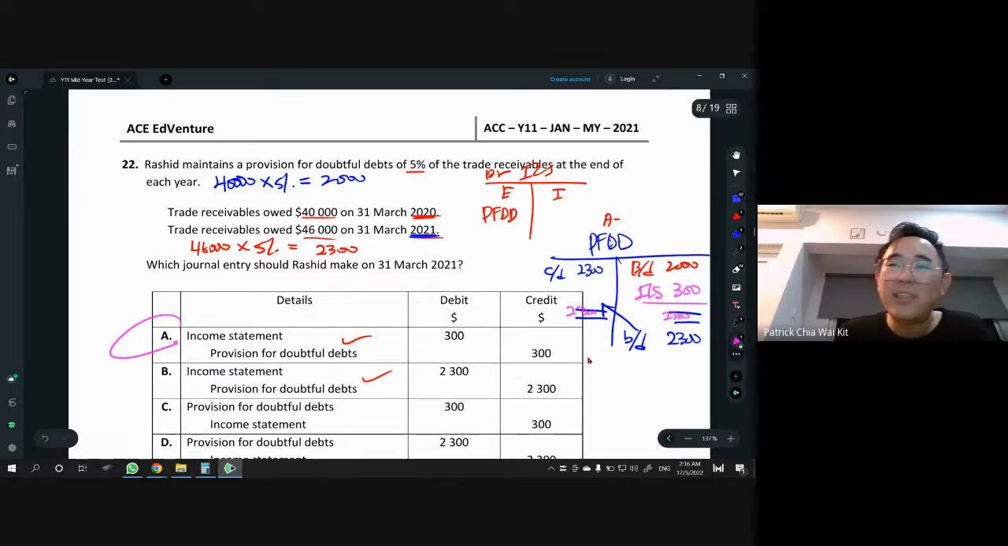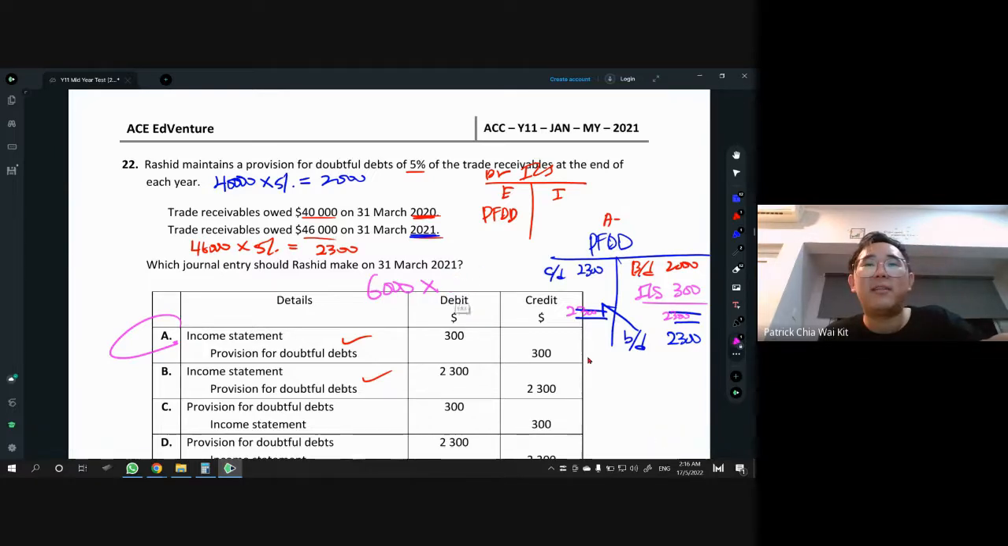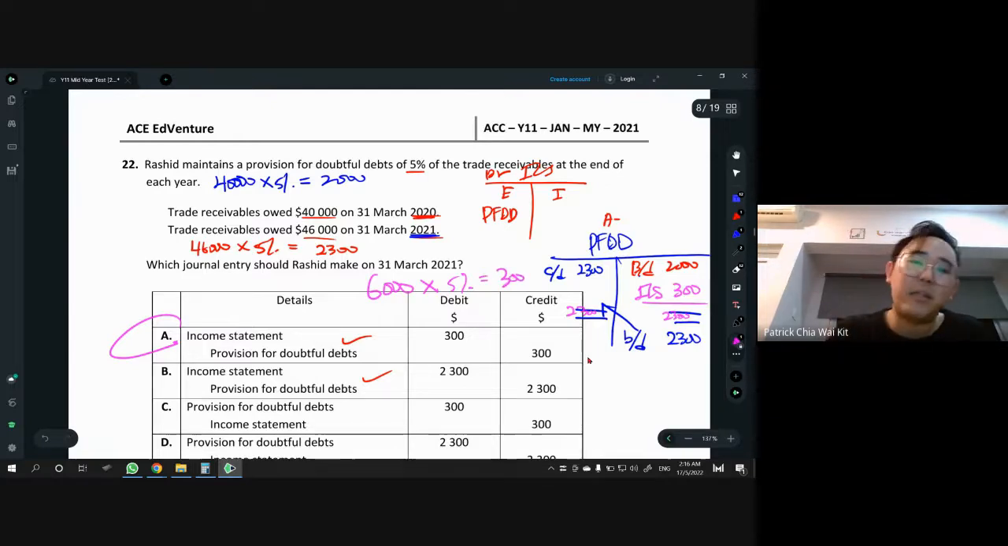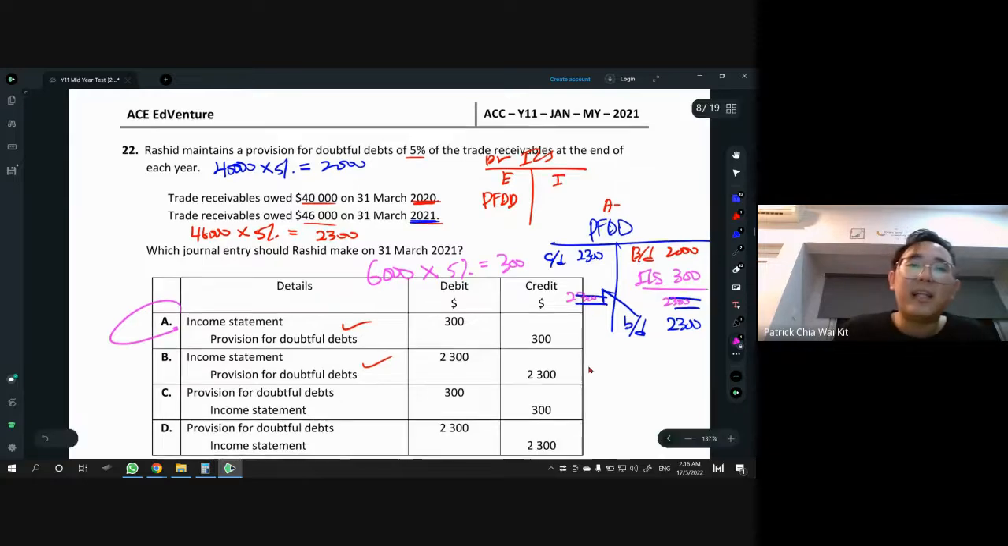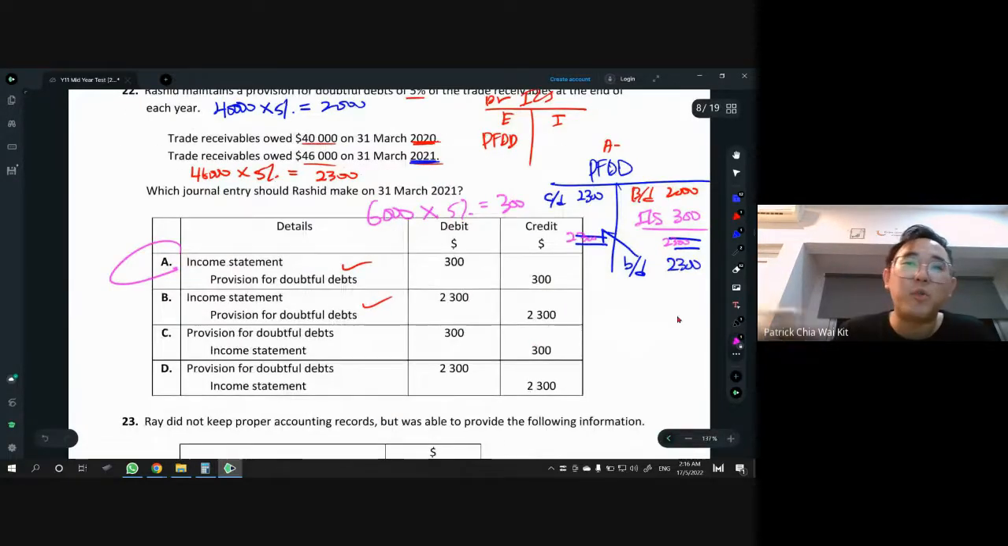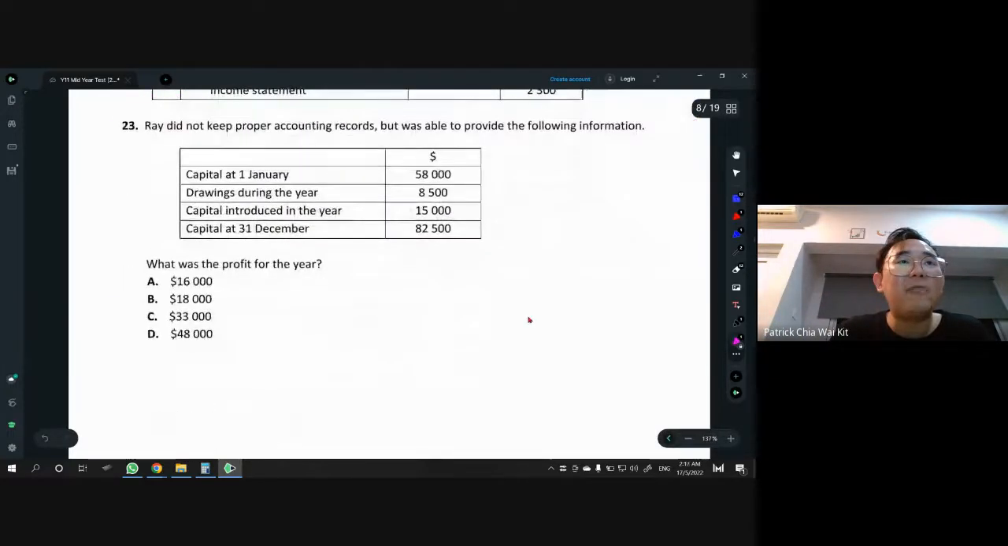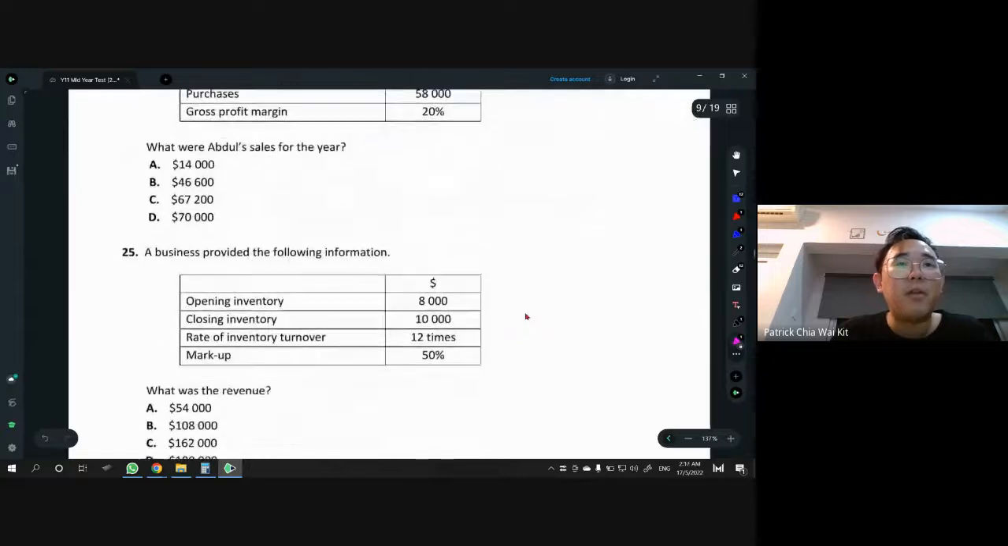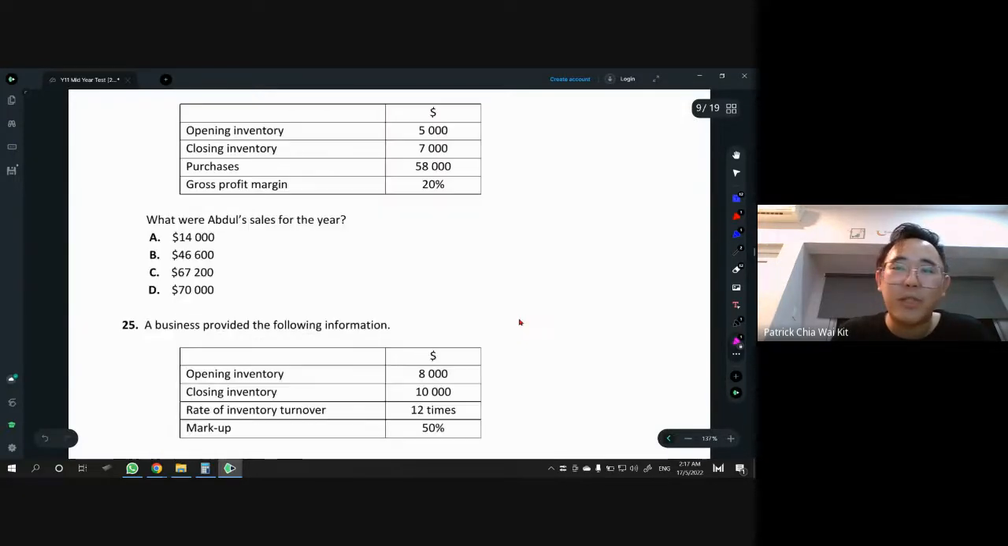Or another way, very easy: since it's 40,000 increased to 46,000, the difference is 6,000, right? It increased by 6,000. So just take 6,000 times 5%, sorry, my bad, 5%, and you should get 300. So it increased by 300. That's the faster way. But I just want to show PFDD and how it's done so that you see overall how the T account is done.